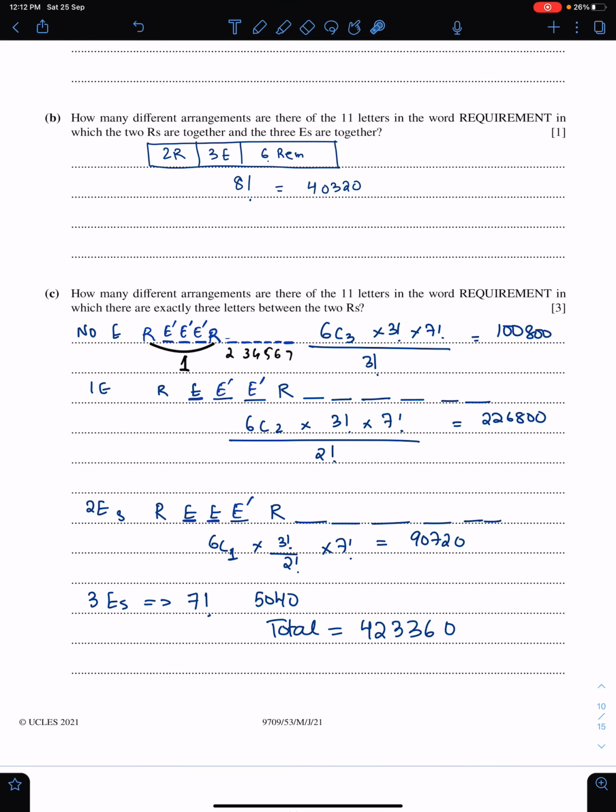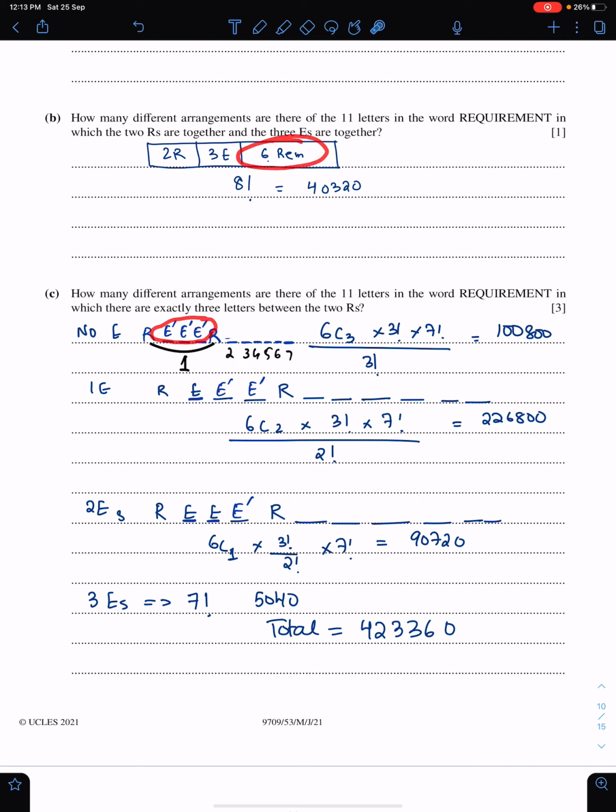How many different arrangements are there of the 11 letters in the word requirement in which there are exactly 3 letters between the 2 R's? This question is very important. 3 letters between the 2 R's. So we have to make all possible arrangements, that is with and without E's. This is the first way. The first letter is R, the last letter is R, and no E's between R's. See, no E's. I mean, E complement means other letters. So we can have any 3 letters here from the remaining 6 letters.